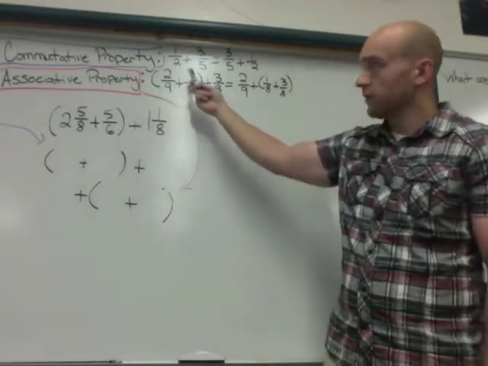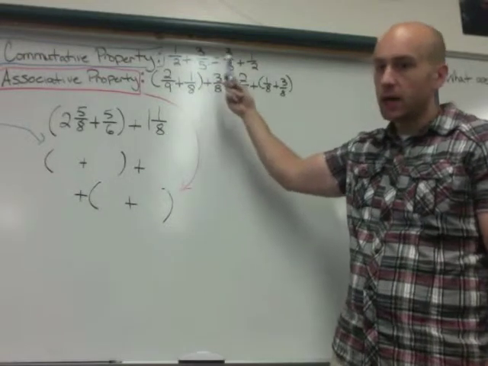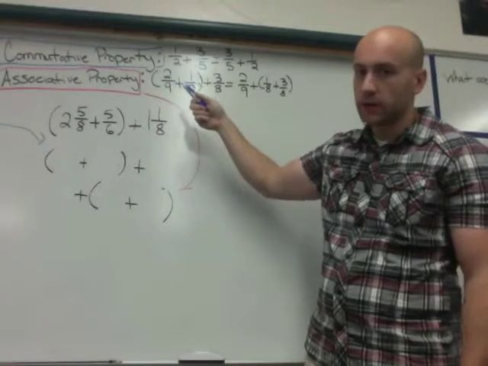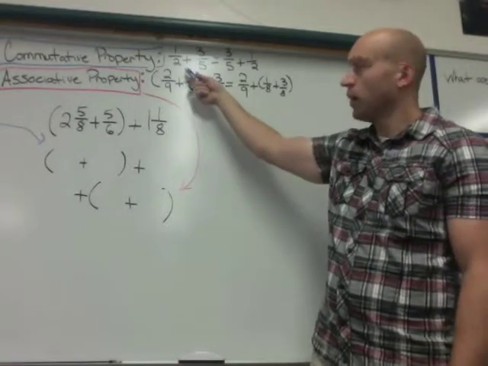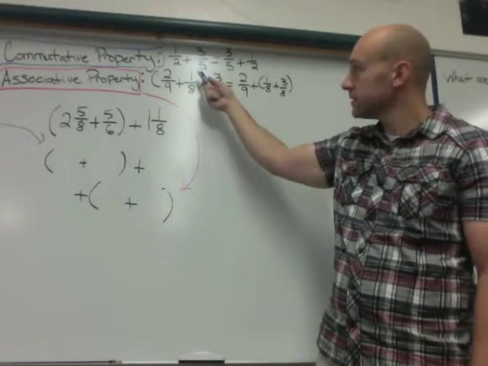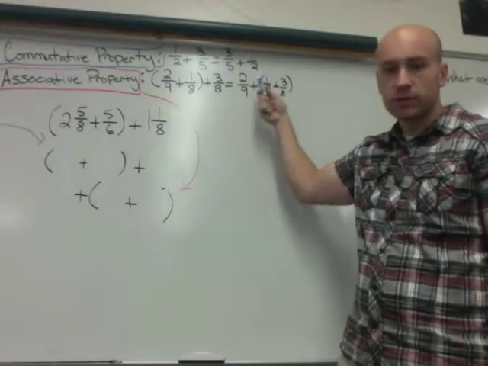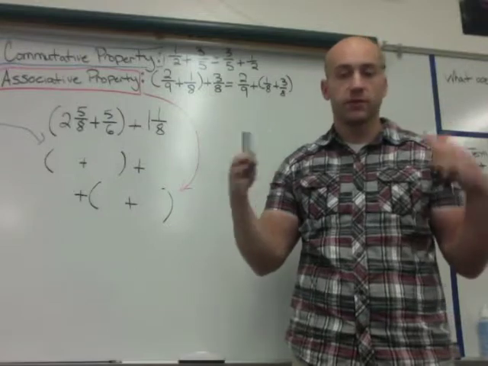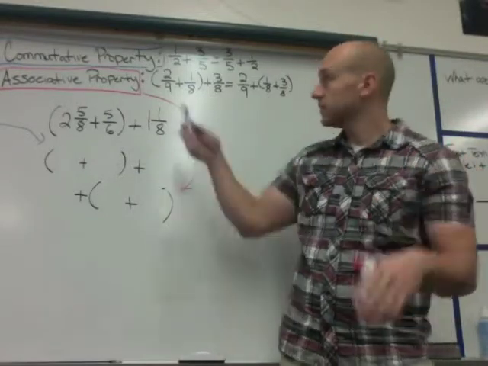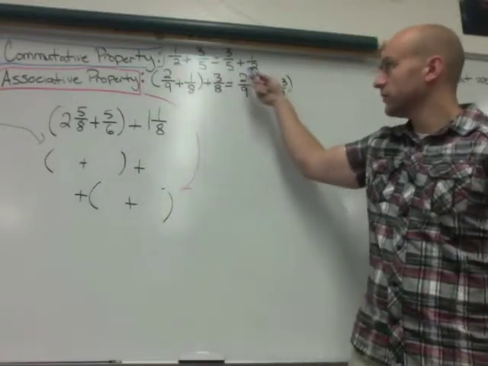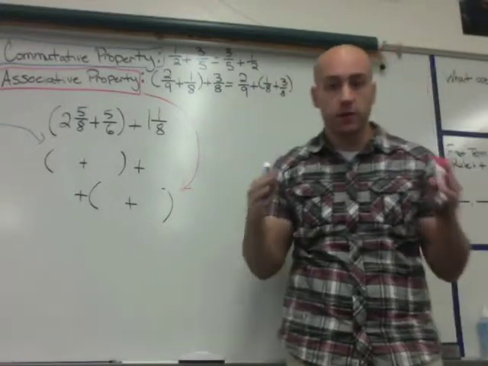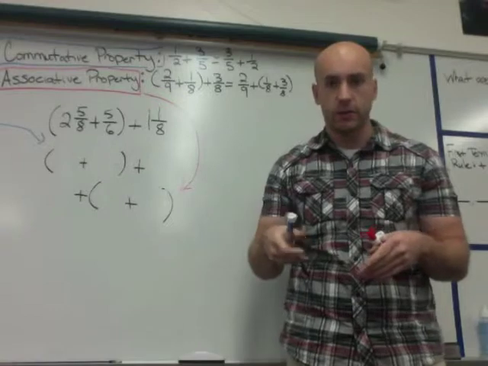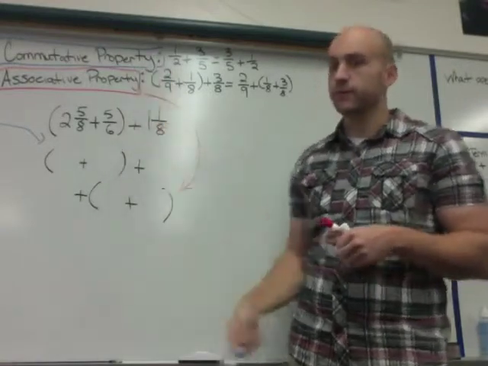So here are a couple of examples, just some reminders of what the commutative property is. Here's an example: 1/2 plus 3/5 is the same thing as 3/5 plus 1/2. It doesn't matter what order you put the fractions in, it's going to be the same. So with the commutative property, you can switch the numbers around and you still get the same answer. So that's what the commutative property is.